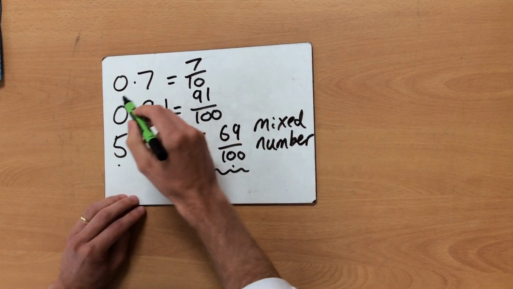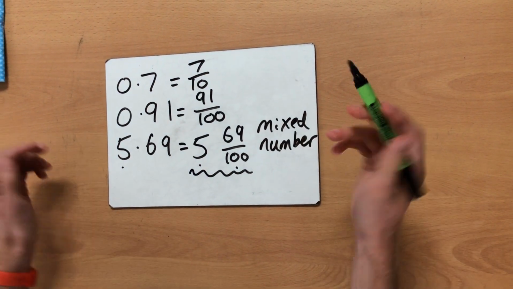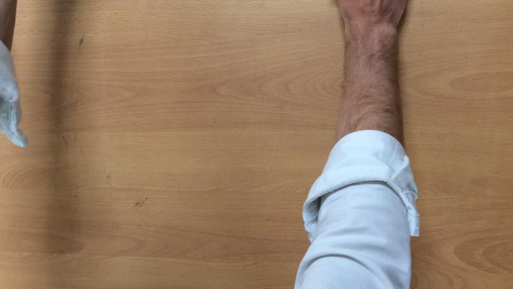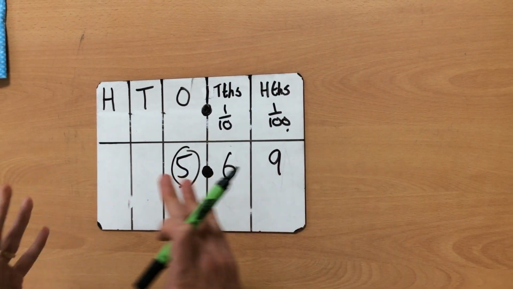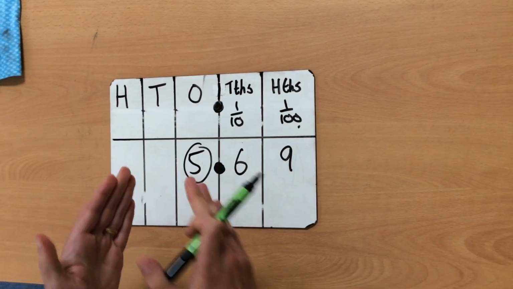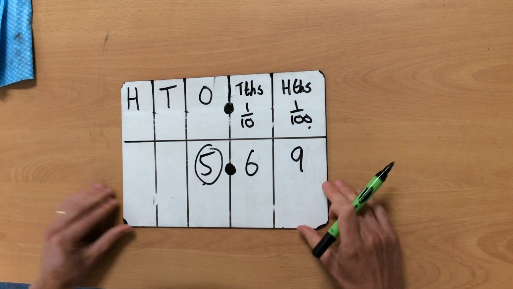So there you are, Year 5s. That's how you convert a decimal to a fraction using a place value chart. Honestly, it took me about 30 seconds to put this together. And once you've put all your digits into the correct place value, your answer is very, very obvious.